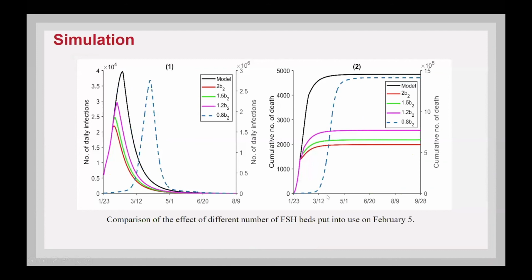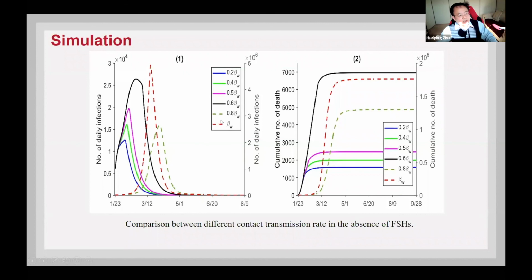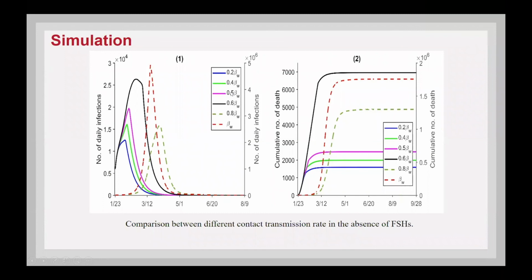You might think, how about we use NPIs to reduce the contact transmission rate? If we reduce it by 20%, you can see the epidemic would still be much higher. Comparing using NPIs with building more hospital beds, building more hospital beds is so important compared to asking people to pay attention to contact transmission.